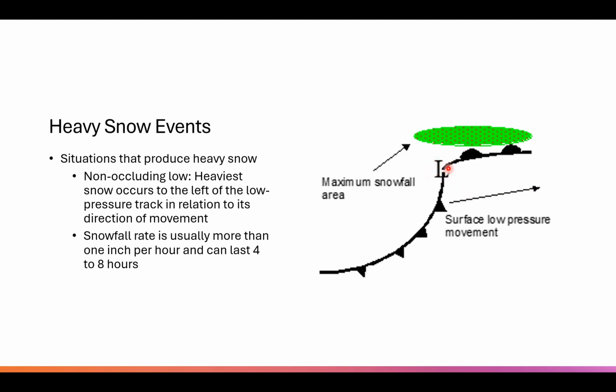This is your L for low pressure. This is your lowest barometric pressure. Here's your cold front. Here's your warm front. And then you see this is an overrunning situation. North of the warm front, we have a band of heavy snow due to the overrunning. But you can also get it in addition to the north of the low, also back here to the northwest. The snowfall rate is usually more than 1 inch per hour, and this can last for 4 to 8 hours.